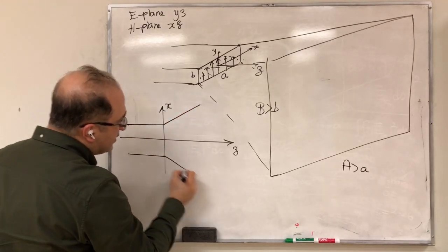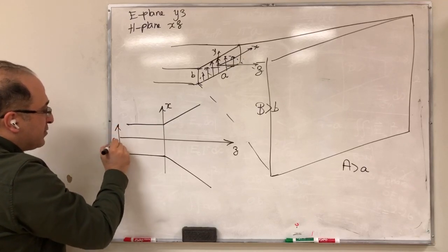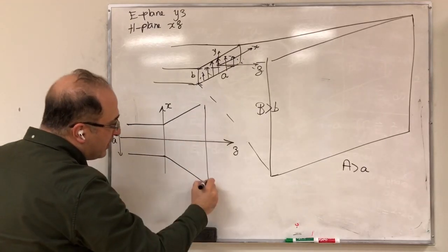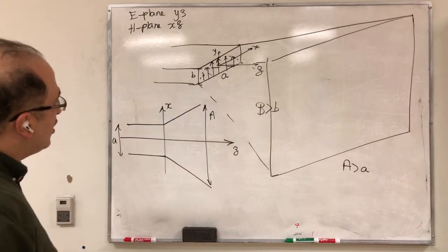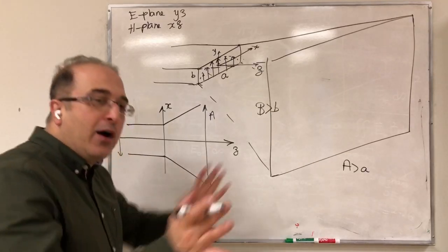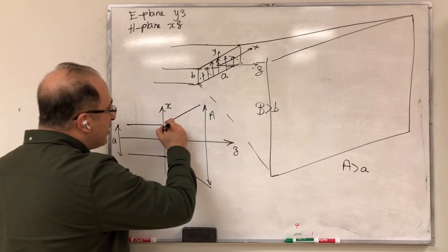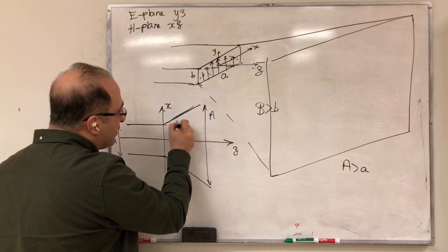This is my antenna like this. From here to here is a small a. From here to here is capital A. This is essentially your top view. Now, the way that you flare out is essentially governed by this line and maybe this angle that you have here.